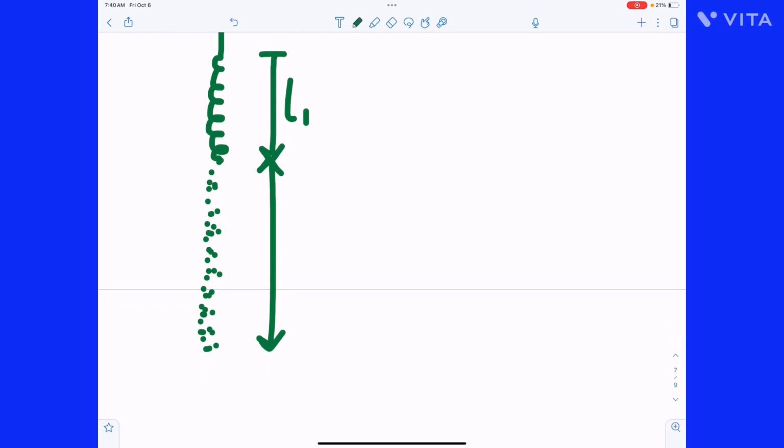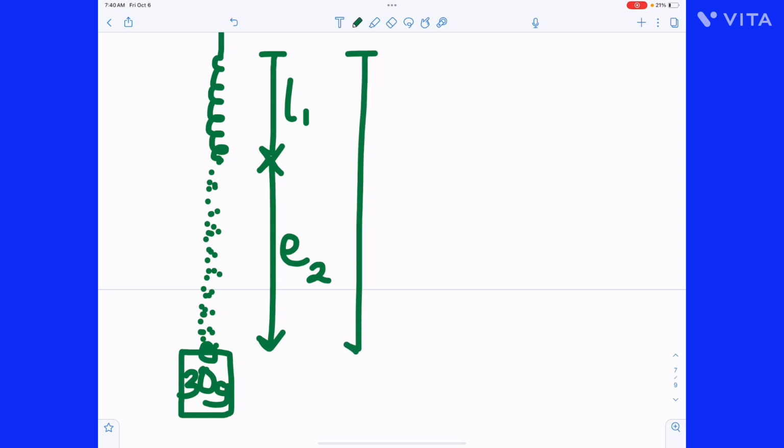So look here now. Let's say this is my hook and my 30-gram mass is hung here. When my 30-gram mass is hung here, the question says it produces an extension E2. But I don't know E2, just like I don't know E1. I just know that the final length of the string, L3, is what?